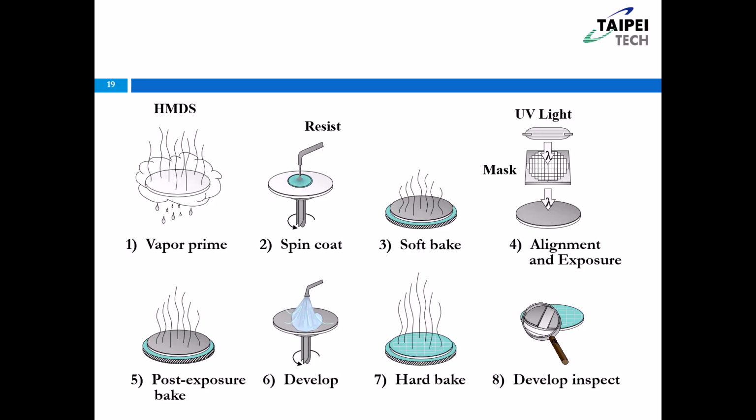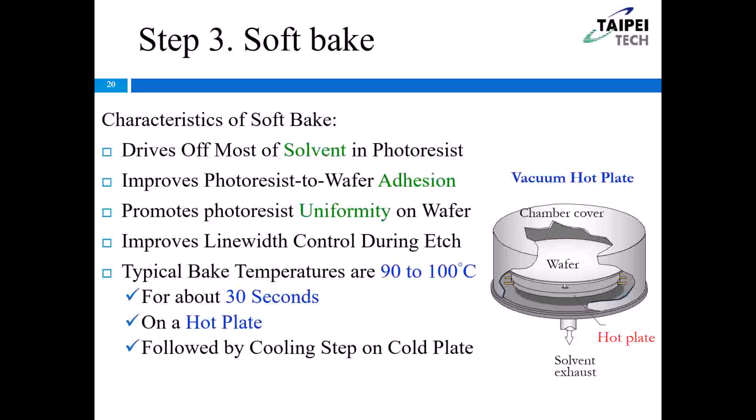Right now, we already finished HMDS vapor prime and also PR spin coating. Now we are going to talk about the soft bake. After we do the PR coating, we go through the soft bake. When you see the soft bake, see the figure first.